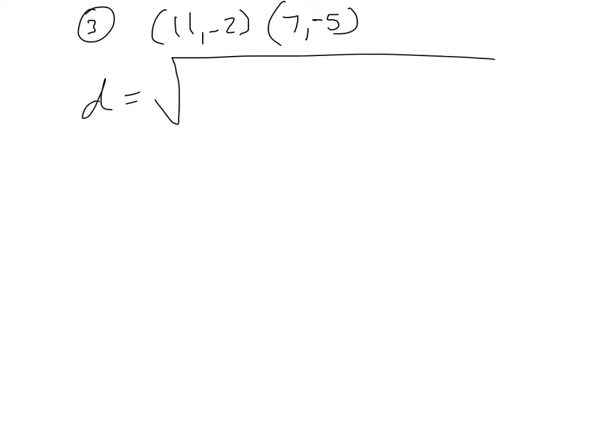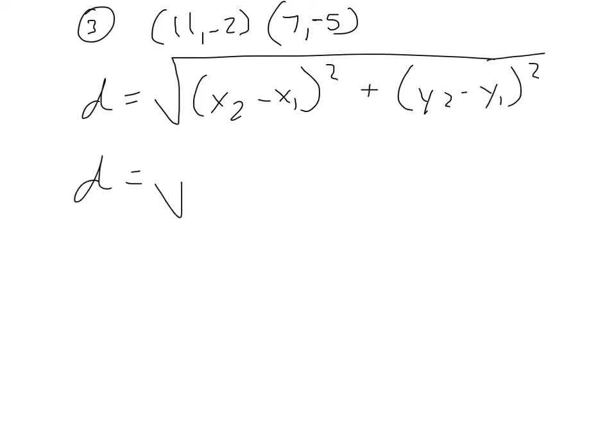I want you to find the distance, so pause the video and try this. Find the distance between the points (11, -2) and (7, -5), using the distance formula, which you now have. Remember the distance formula. I'm going to run through this pretty quick because I want to give you time to do it. It's the square root of (x2 minus x1) squared plus (y2 minus y1) squared. So what is x2 minus x1?